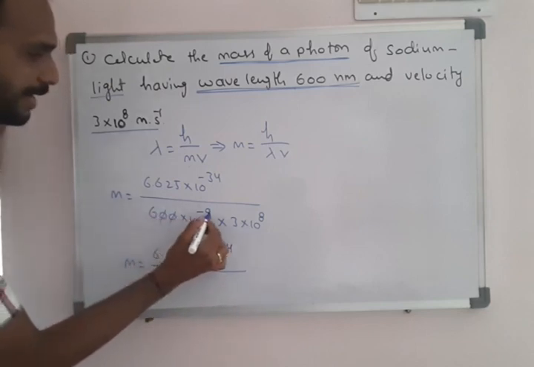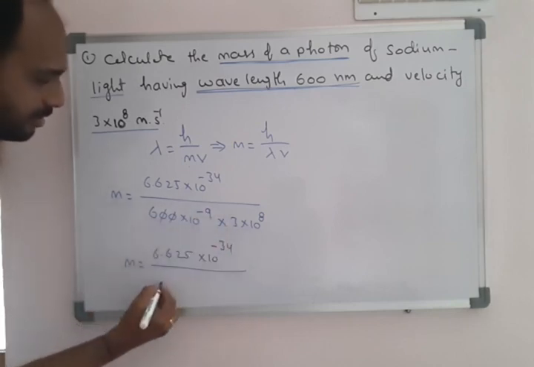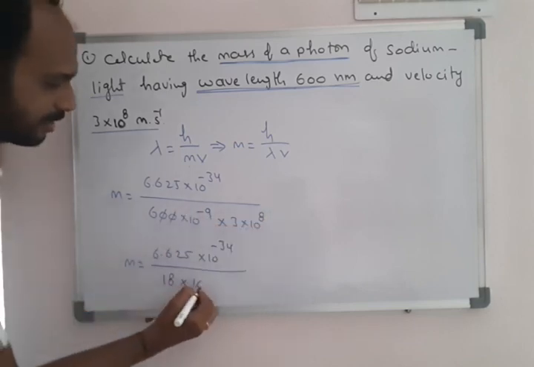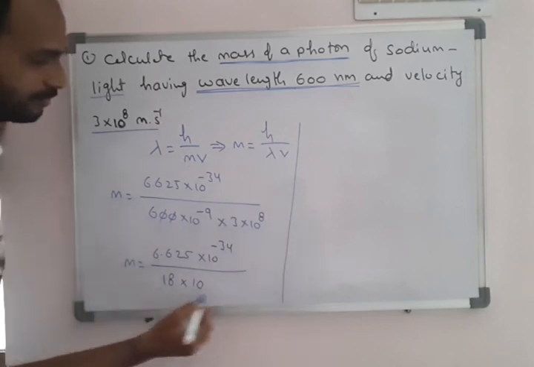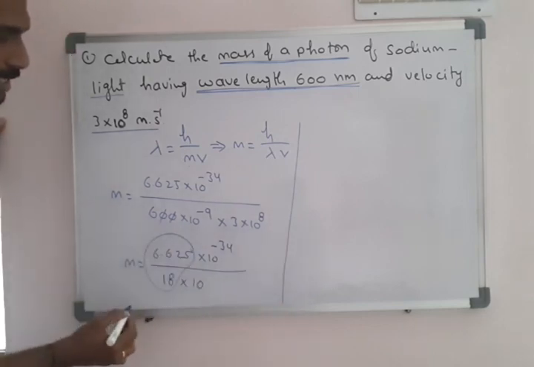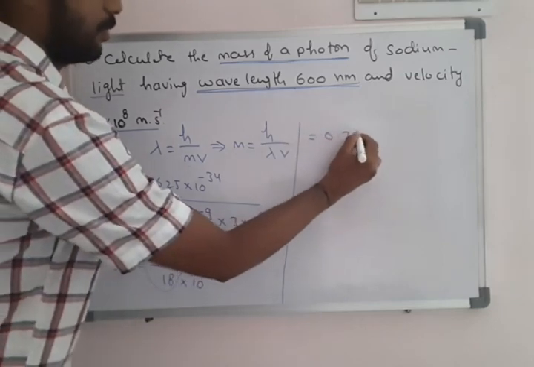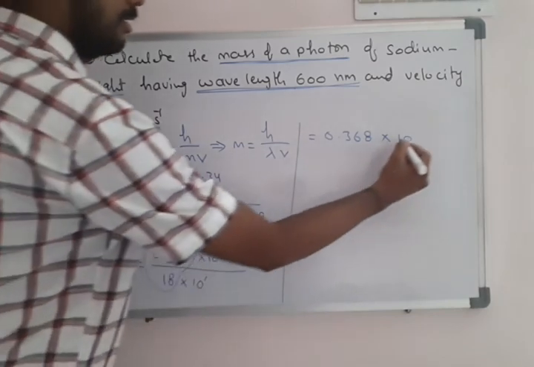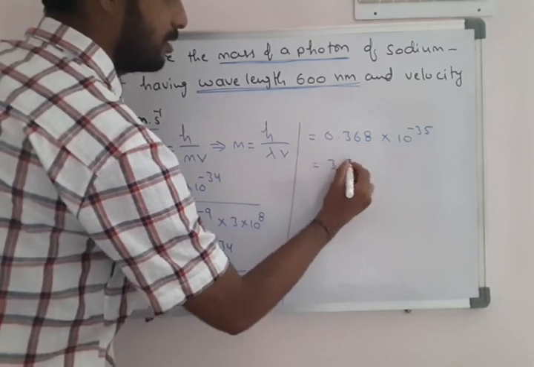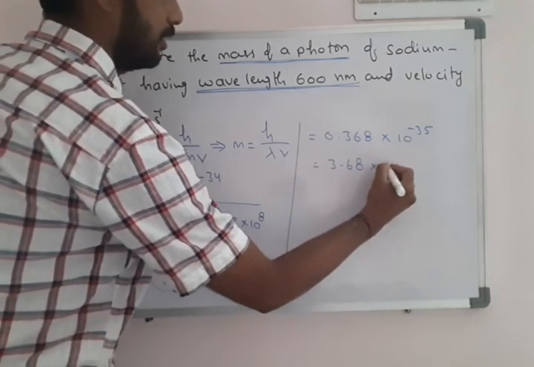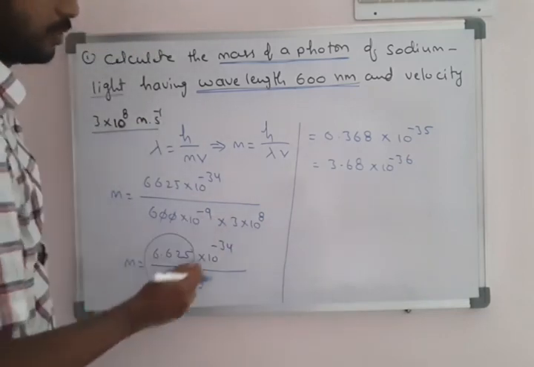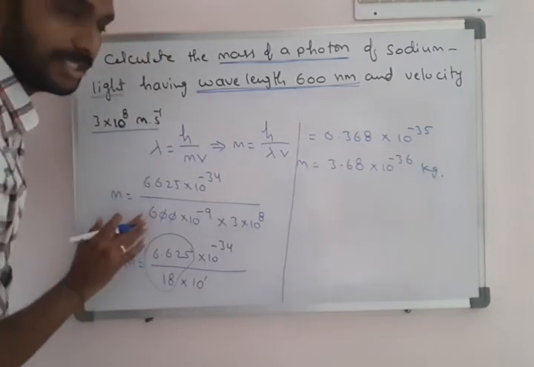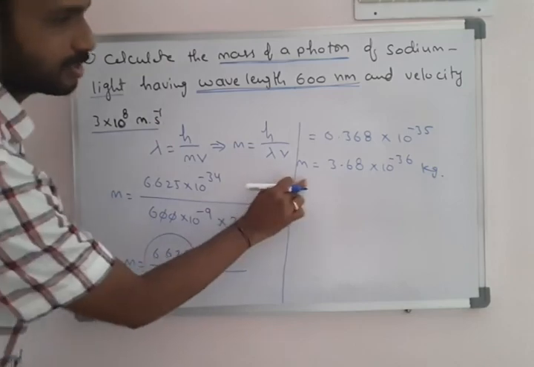So it becomes minus 7, 18, minus 7. And by doing this, we will get 0.368 into 10 to the power of minus 35. We can write 3.68 into 10 to the power of minus 36. So it's the mass. Mass must be in kgs, because in the total calculation we followed the SI method. So the mass here must be in kgs.